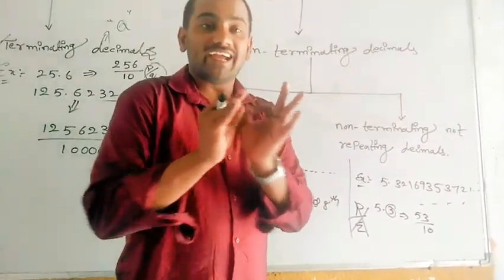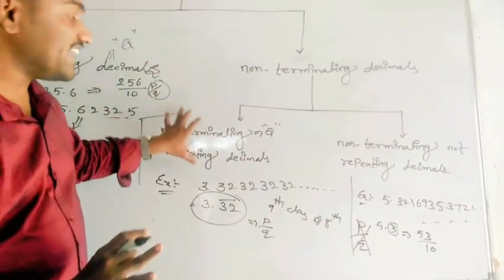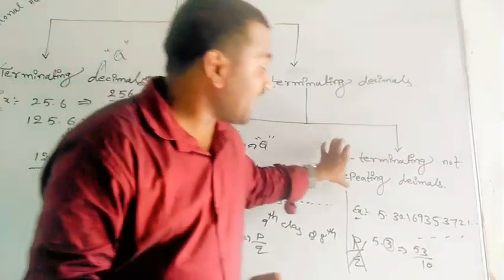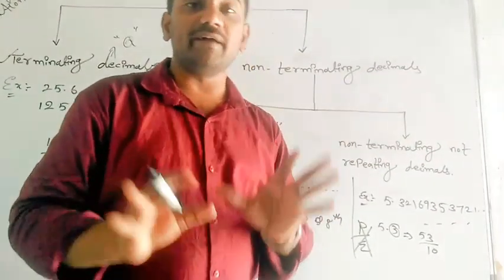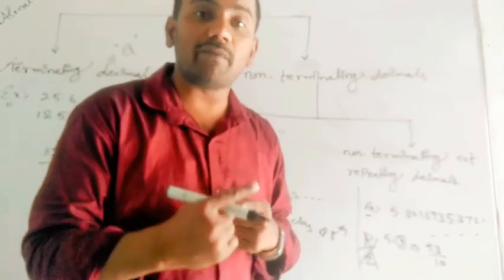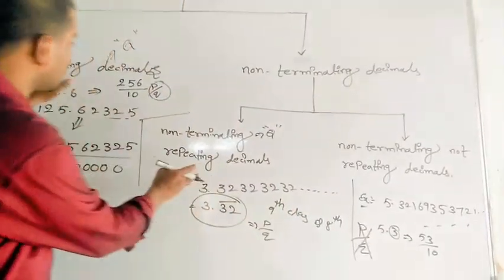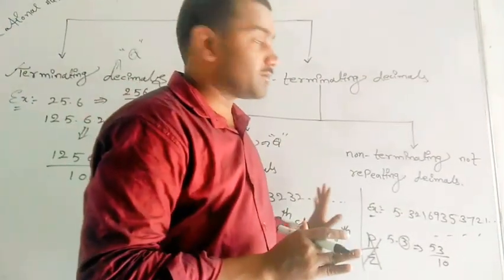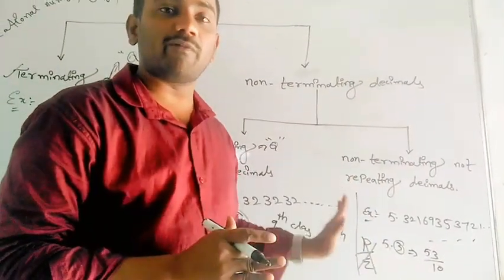Let me conclude at last. Terminating decimal numbers and non-terminating repeating decimal numbers are known as rational numbers. Non-terminating, non-repeating decimal numbers are known as irrational numbers. Irrational numbers are the numbers which cannot be expressed in the form of p by q. These two can be expressed in the form of p by q, while non-terminating, non-repeating decimal numbers cannot, so they are irrational numbers.